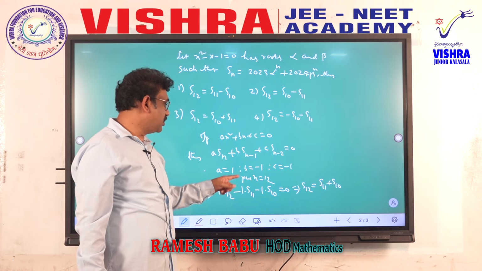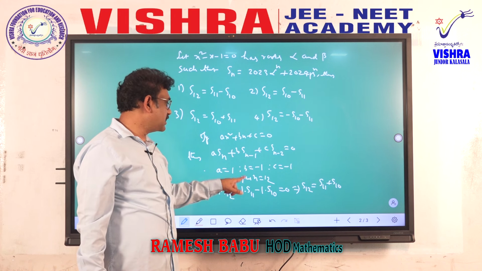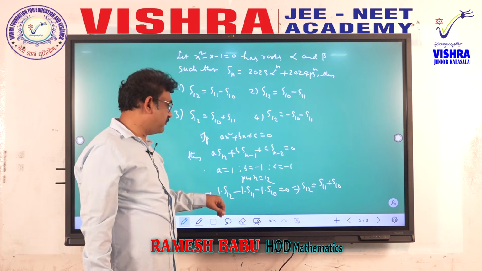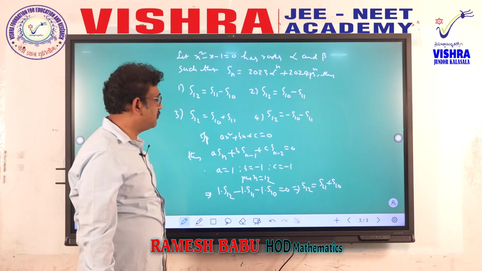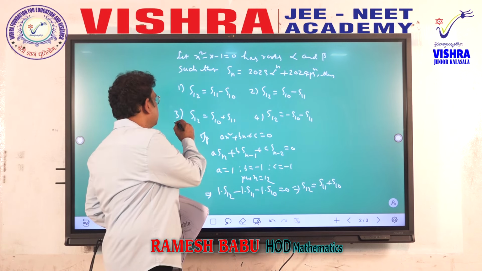So, put N is equal to 12. So, we get 1 into S12 minus 1 into S11 minus 1 into S10 equal to 0. After simplification, we get S12 is equal to S11 plus S10. So, here the third option is correct.